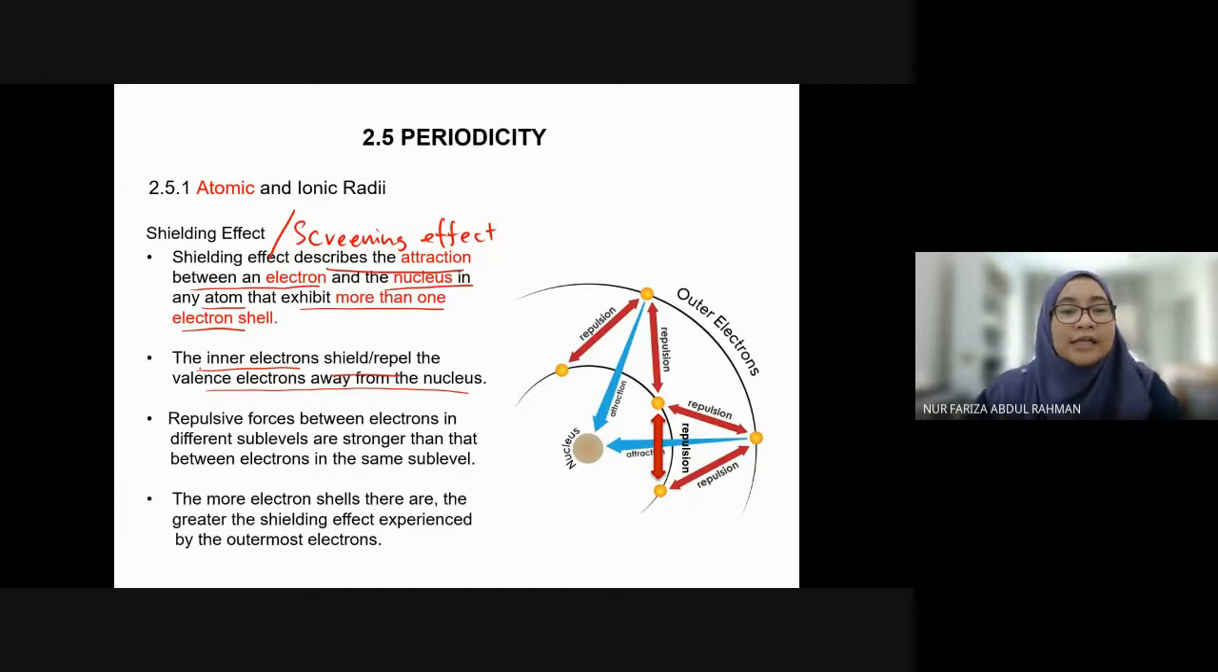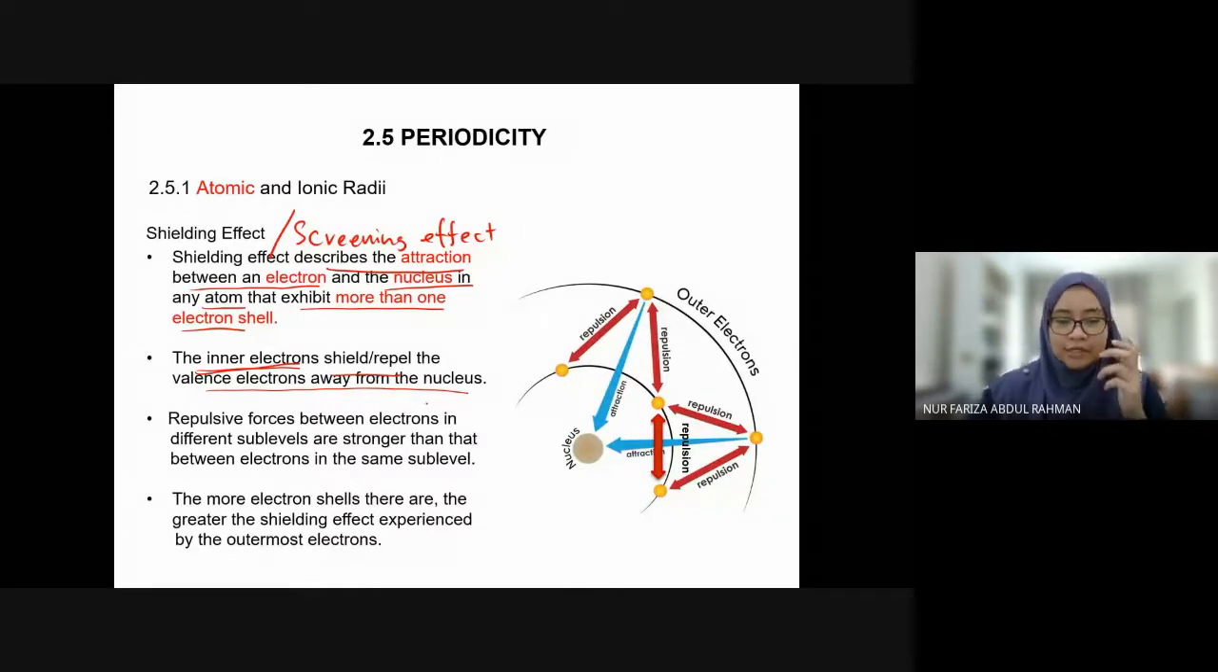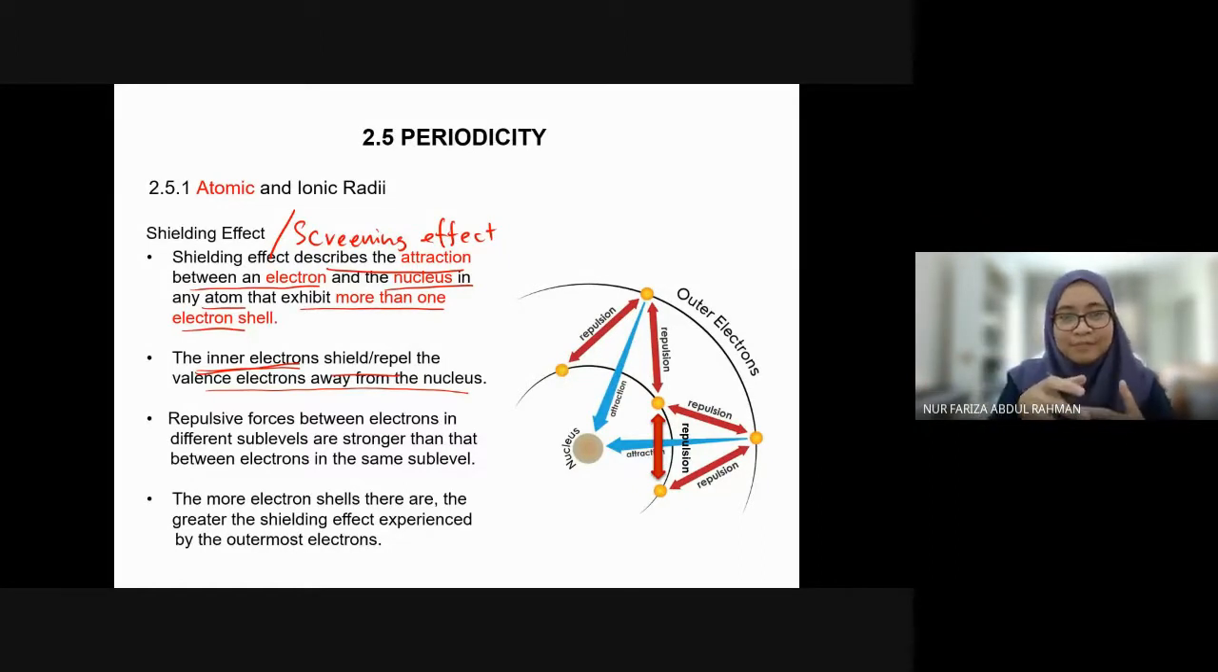So the inner electrons shield or repel the valence electron away from the nucleus. Remember, it's all about the attraction between the nucleus and the valence electron. So, meaning that if you have more inner electrons in the atom, the shielding effect will be higher. Okay? So repulsive forces between electrons in different sublevels are stronger than that between electrons in the same sublevel.